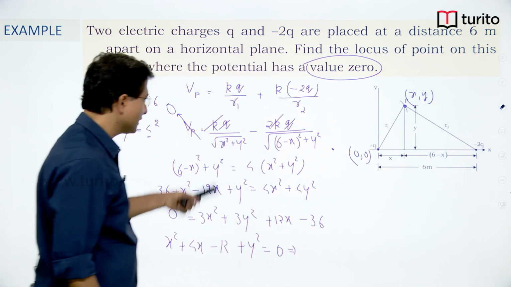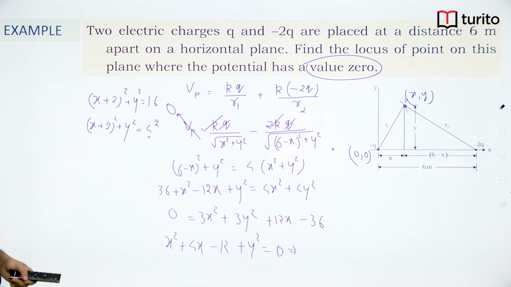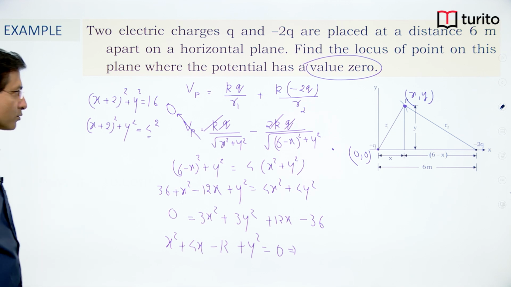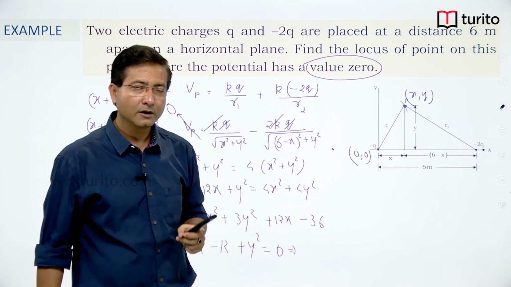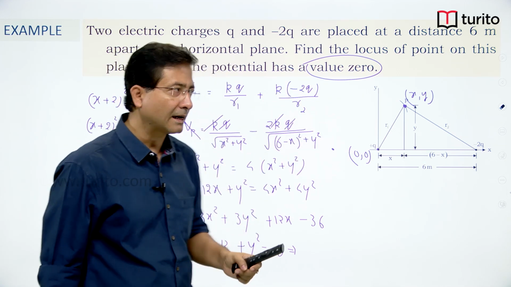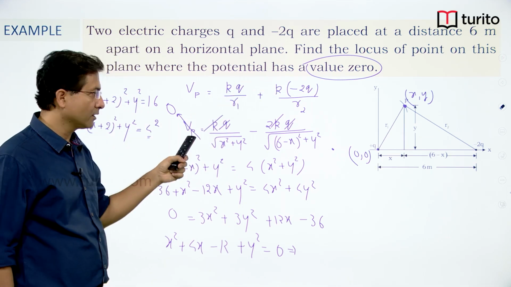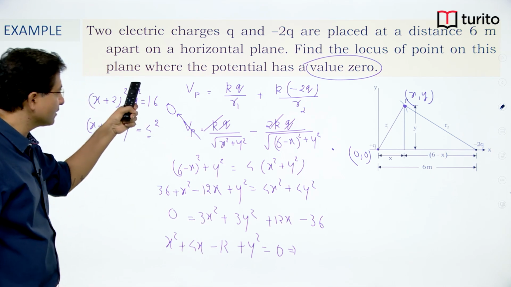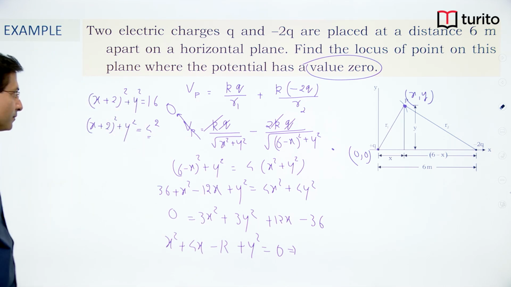So, I hope the procedure is clear. First I will erase this part, then we will talk about the result we got. The procedure was very simple. I required a particular equipotential line. For that I calculated the potential and substituted the requirement. After simplification we got this result. Now we are talking about the result.